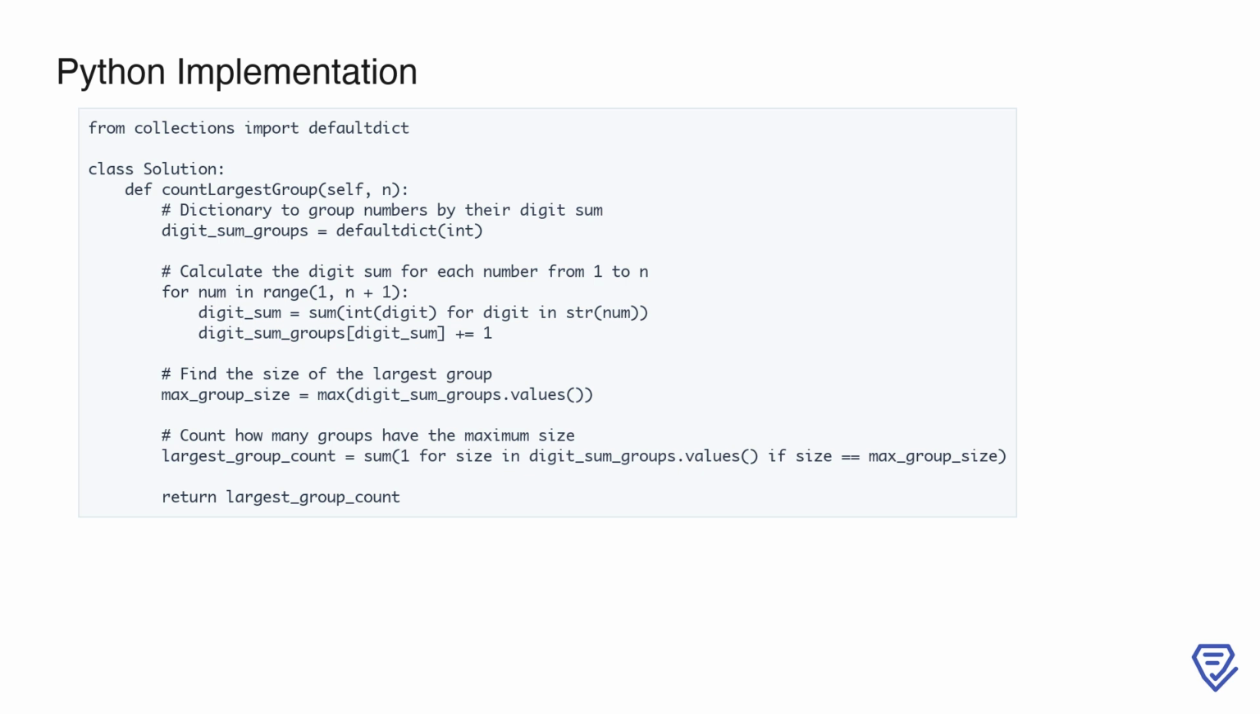The code is efficient with a time complexity of approximately O(n*d), where d is the number of digits in the largest number, and it uses space proportional to the number of unique digit sums. It handles edge cases like n equals 1, a single number, correctly, as there's only one group in that case.